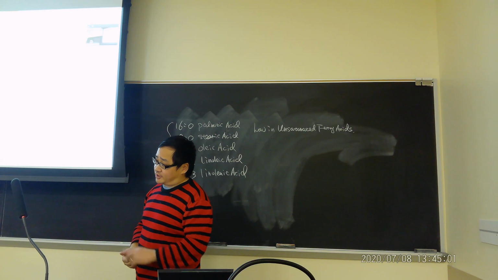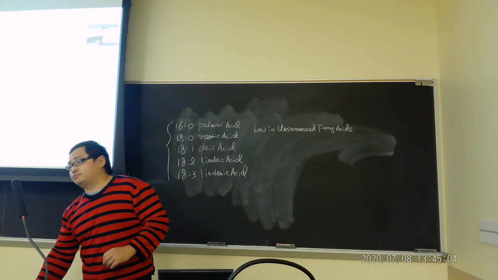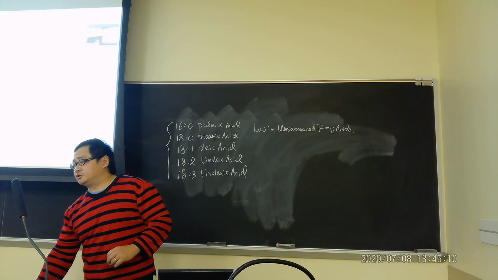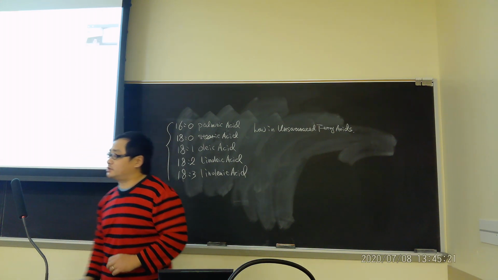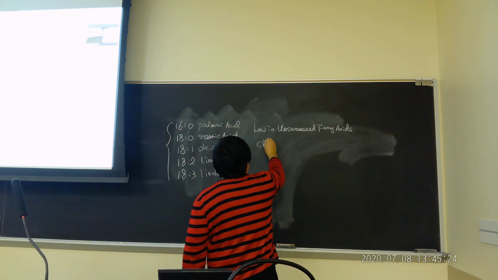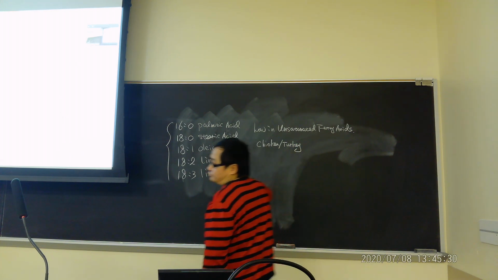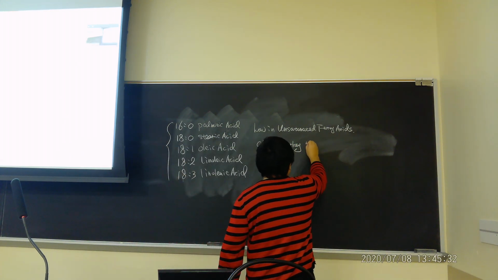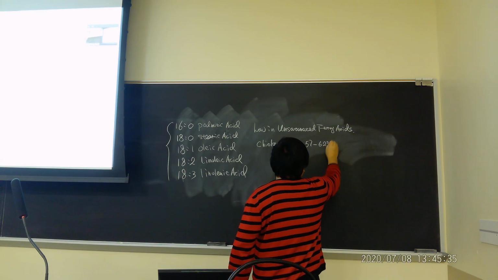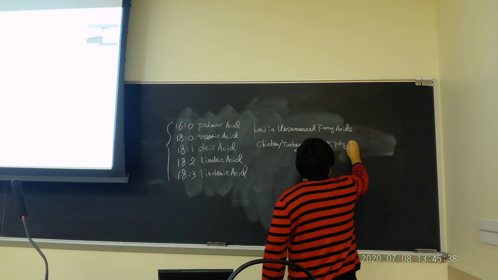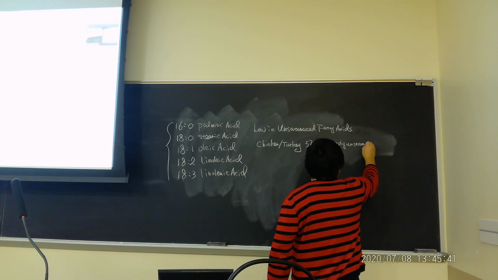But we do find, if we compare pig, beef, and sheep to the fatty acids in chicken and turkey, you can see the unsaturated fatty acids overall are actually higher. So chicken and turkey have higher polyunsaturated fatty acids. If you add them together, you will see it is about 57 to 62%. This is called polyunsaturated fatty acids.